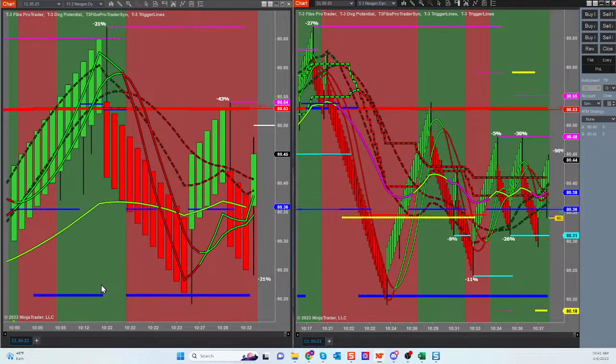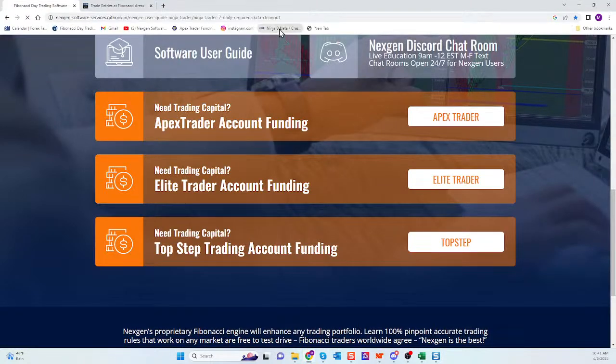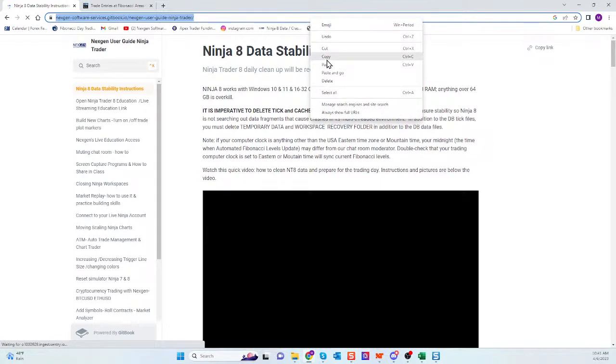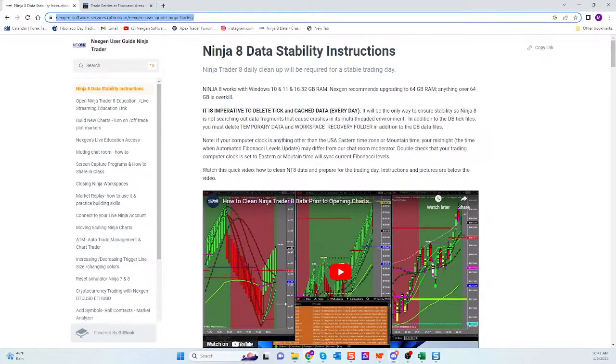Nope. I've been running since 4 a.m. this morning, Steven. If you are having challenges with NinjaTrader 8, though, before you reopen it, make sure that you go through this process. And this helps a lot with stability.